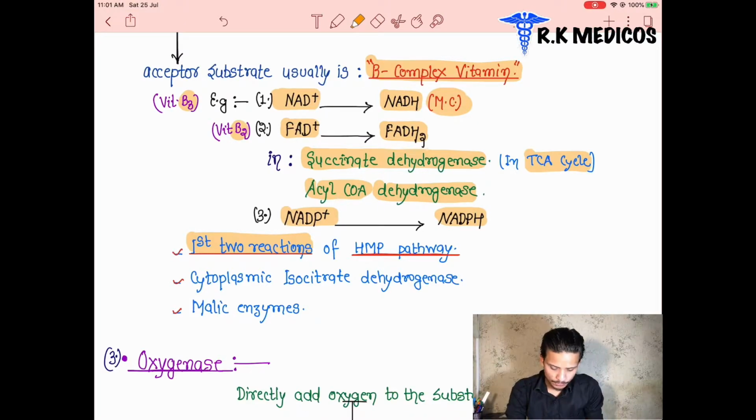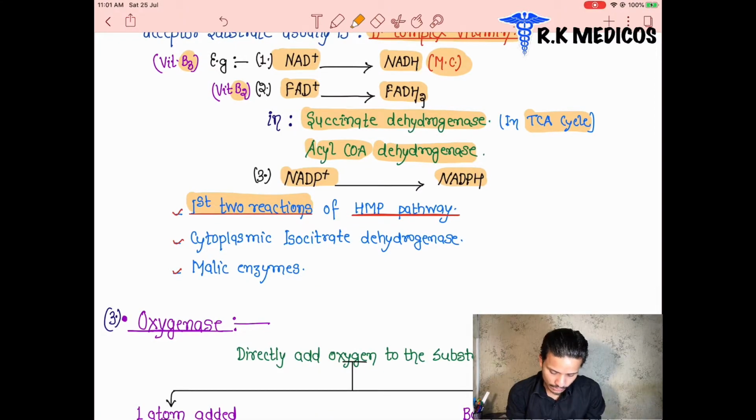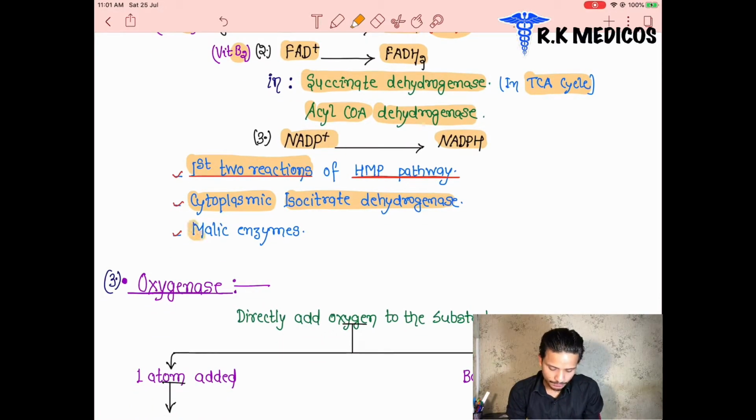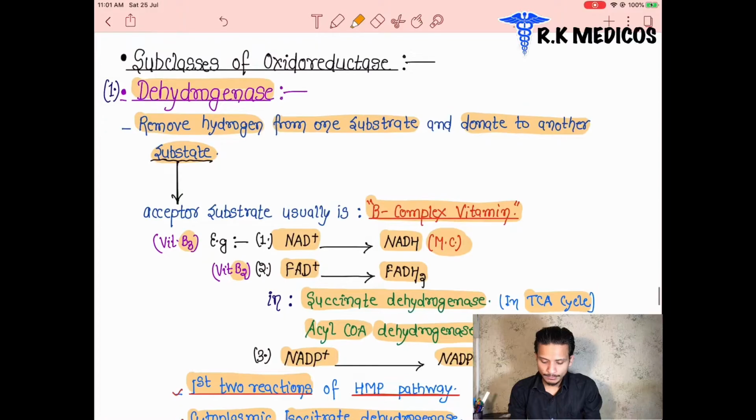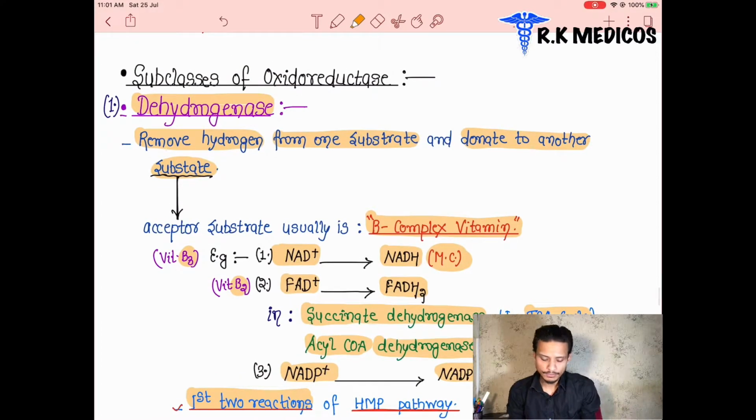HMP means pentose phosphate pathway, we can see. And what is the pentose phosphate pathway, we will discuss everything later. But for now you have to memorize these are used in the first two steps of the pentose phosphate pathway or HMP pathway. And next one, the cytoplasmic. In the cytoplasm, isocitrate dehydrogenase enzyme is present where this NADPH is acting, and the malic enzyme. So these are the three examples of where it's located. And all these examples are important here in our general life, so you have to memorize them.